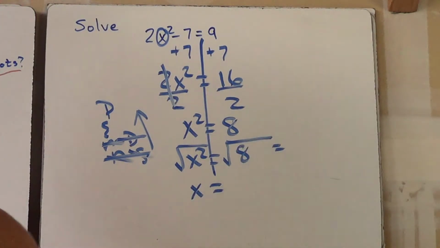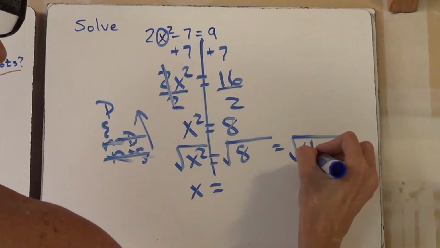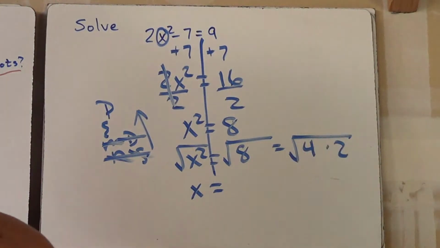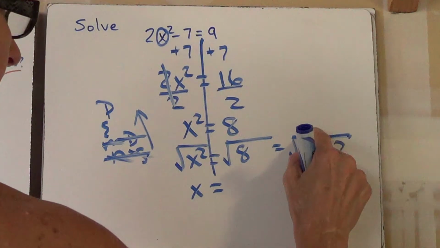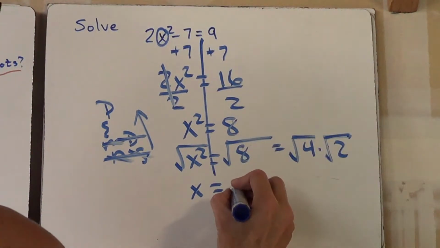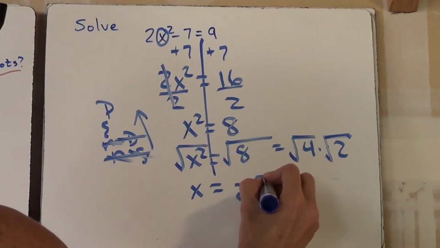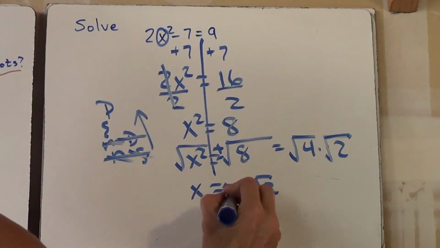Hopefully you remember that. You can split that apart, so we have 4 times 2. 4 is a perfect square. You could do it from our property like that. Radical 4 is a perfect square, so that would be 2. Radical 2. Don't forget your plus or minus there, like I almost did.